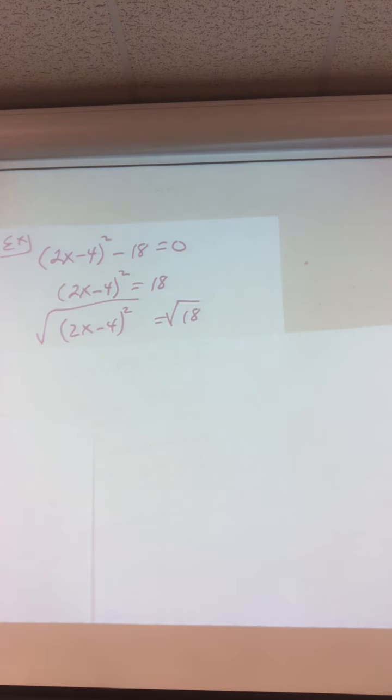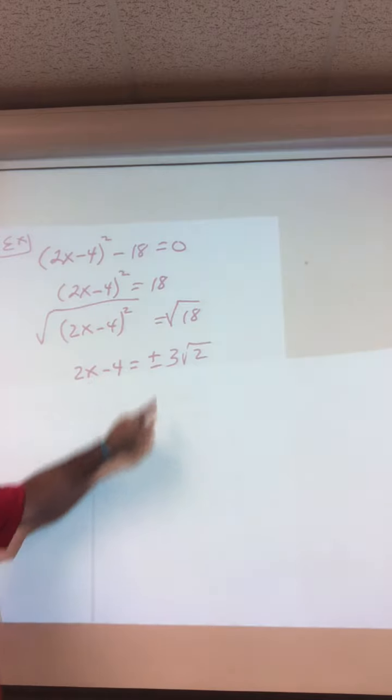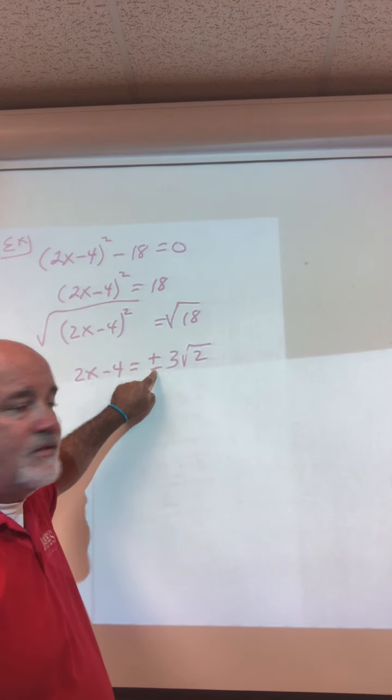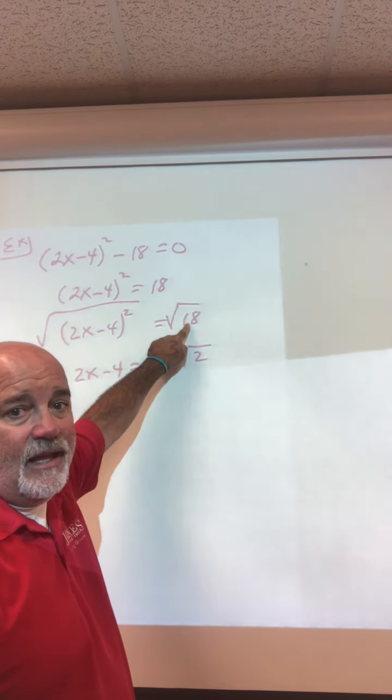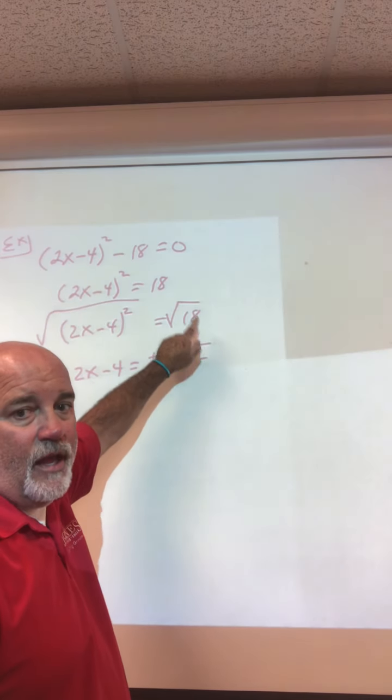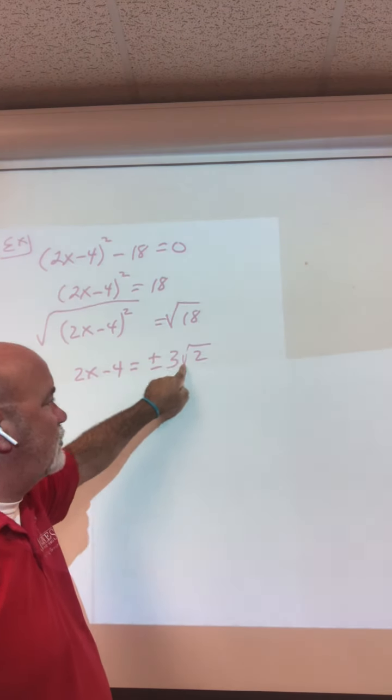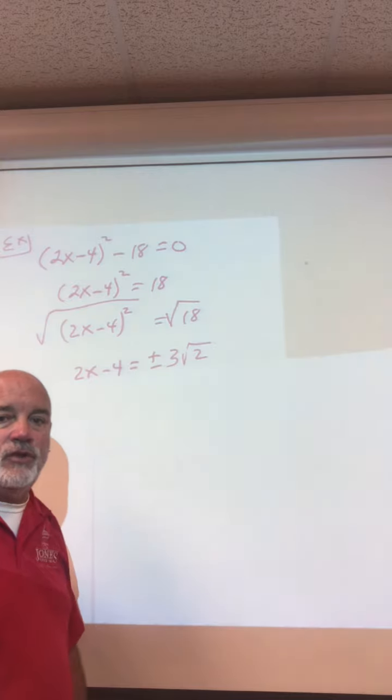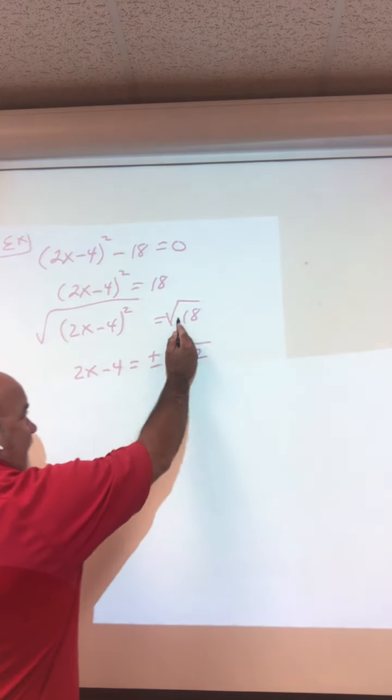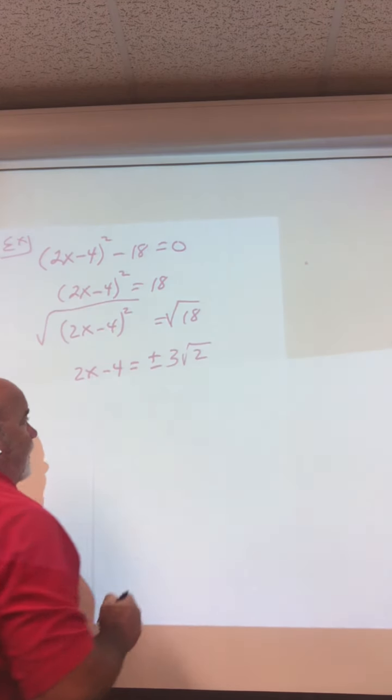Now when I take the square root of the left side, I just get 2x minus 4. When I take the square root of the right side, plus or minus, always, and then 18 is 9 times 2, and the square root of 9 is 3, square root of 2. Or again, use your calculator. If there had been a negative under here, you'd have an i right there.